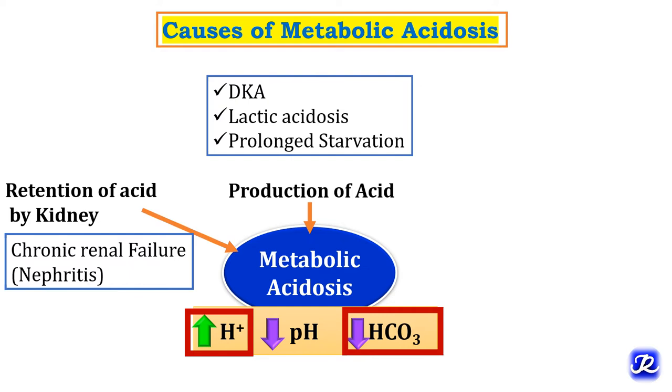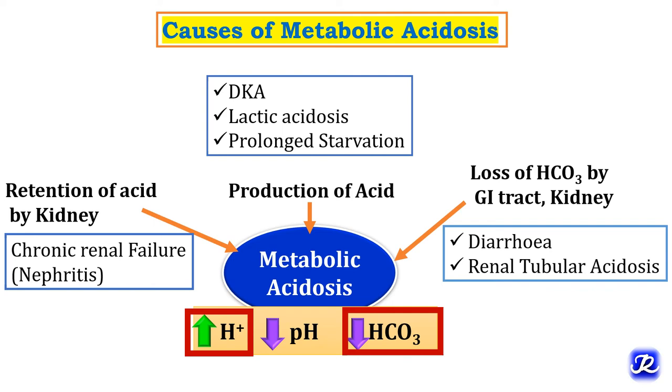Or there can be retention of acid by the kidney, meaning the kidney is not able to excrete the hydrogen ions, and this occurs in the condition of chronic renal failure, that is nephritis. Now, which are the conditions which directly lead to decreased bicarbonate ion concentration? It can be due to loss of bicarbonate by the gastrointestinal tract or kidney, and it can occur in conditions of diarrhea or renal tubular acidosis.